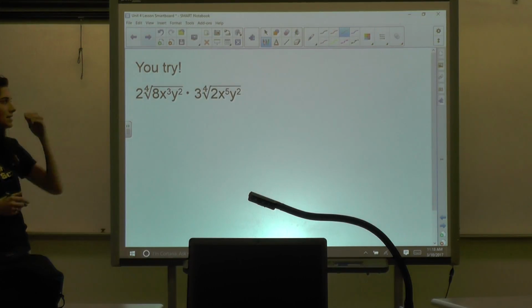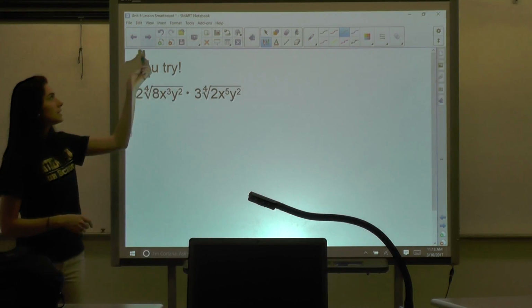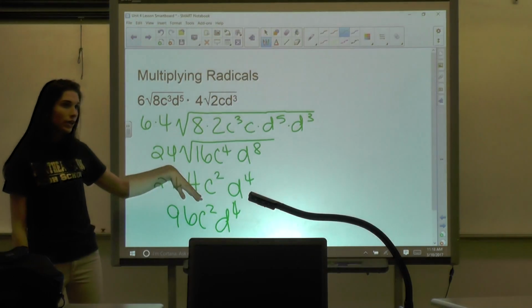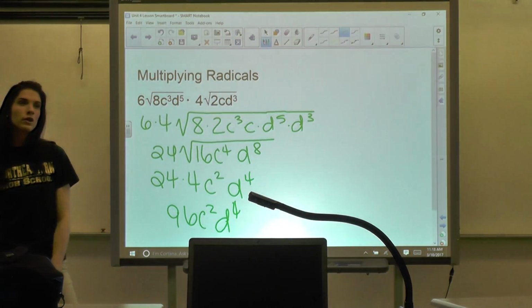This one is the same exact thing, and actually this is going to work out too. But this is what I want to know. When we got here, we knew how to take the square root of 16. But what would have happened if you would have got the square root of 24?